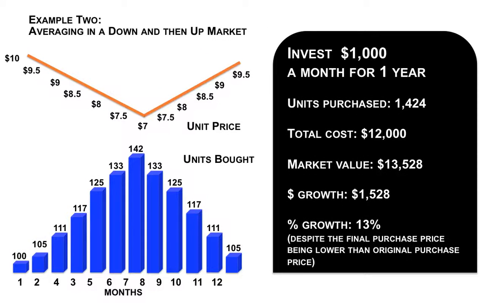Here in example number 2, what we see is something which we're probably much more familiar with. Here we have a situation where the fund is at $10 in the first month. So our $1,000 purchases the 100 units. Over the 12-month period, what we see is that the fund actually crashes 30% down to $7 as a bottom price. And as the second part of the year progresses, we see a recovery, but not a full recovery.